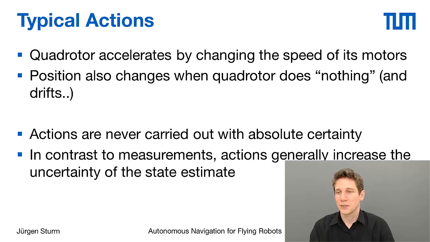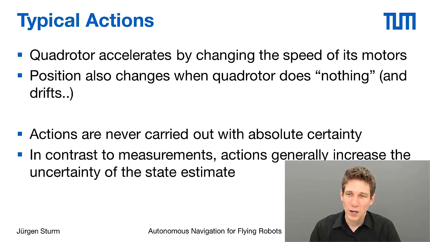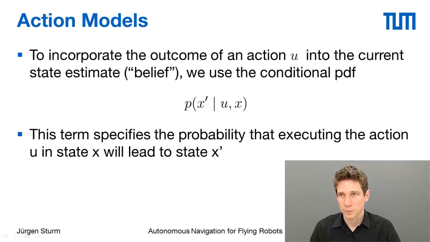The other interesting observation here is that the actions are actually never carried out with absolute certainty. So even if we specify to fly 1 meter forward, we cannot be sure that we're actually ending up at a position of +1 meter. So it's important to realize that actions generally lead to an increase of the uncertainty of the state estimate, while measurements from sensors generally decrease the uncertainty, because we know better and better where we actually are the more sensor observations we take.